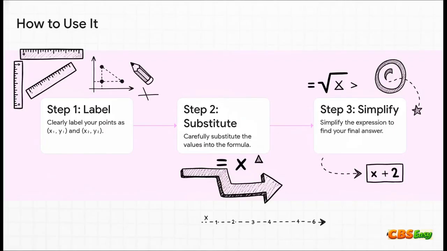Now look, knowing the formula is one thing, but using it without making those little careless mistakes, that's the real game. And the secret is to be super methodical. Every single time, follow these 3 steps you see here. Label your points, substitute them carefully, and then simplify. This habit alone will save you so many marks.